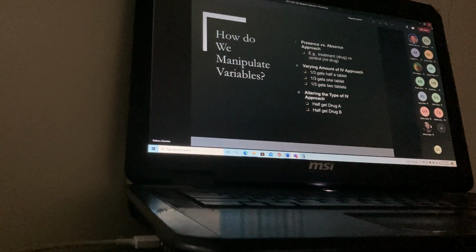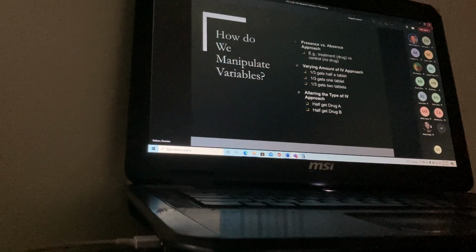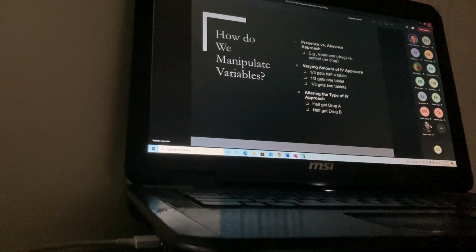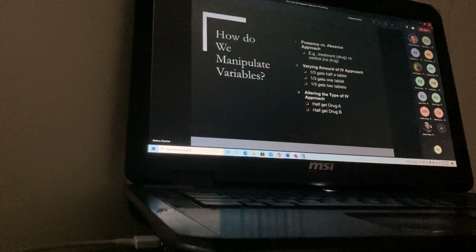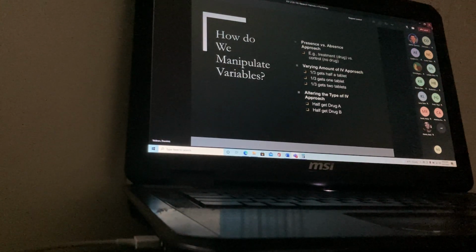Another method of manipulating variables is varying the amount of the independent variable that the participant receives, right? So maybe a third of folks get half of a tablet of the drug, maybe a third get one tablet, and a third get 2 tablets, right? So we might suspect that there's a greater impact of the treatment on the dependent variable based on how much of the drug they're receiving. Okay, so that's another method, is varying the amounts, the dosages that the person's receiving.